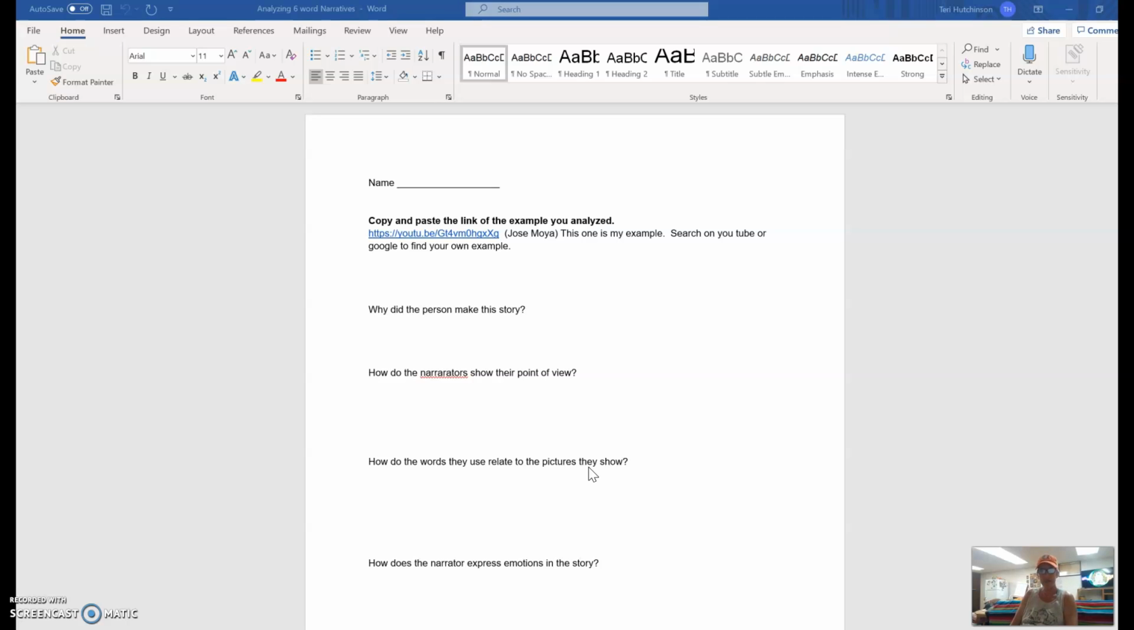Okay. And then the last question here is, how does the narrator express emotions in the story? So what I'm after for this question is the exact words perhaps that they use, maybe the order in which they've chosen to present their slides to you. A lot of the ones that you'll find are chronological, which means they go in a time sequence. Others of them are going to be emotional roller coasters, like they're going to show happiness and then sadness and then great joy and then being worried.